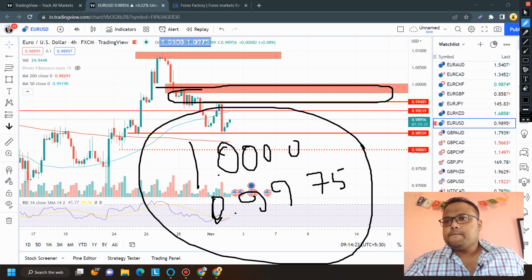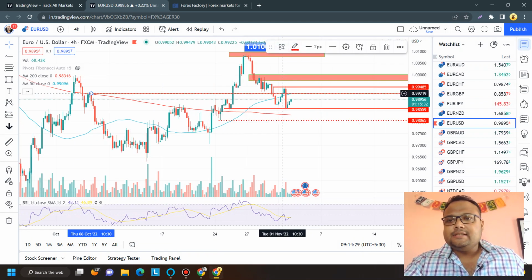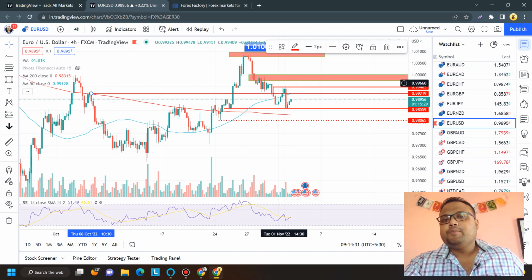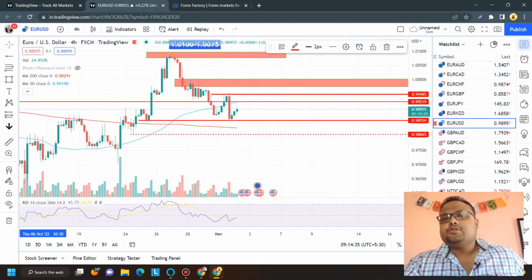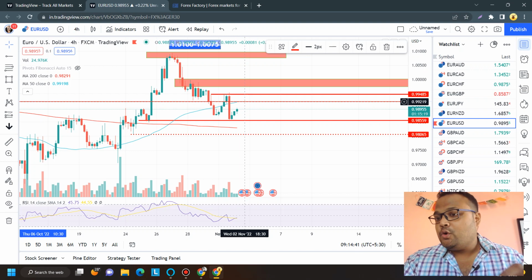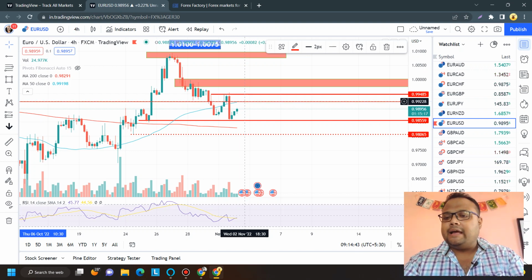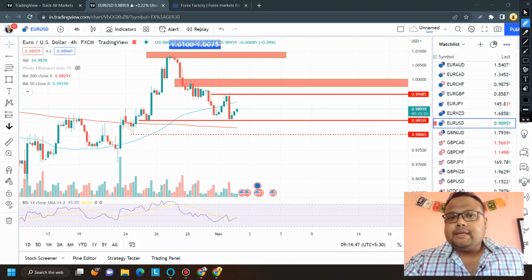So let me repeat again if you're confused. The first resistance is 0.992025. This level is not very strong. So if the market remains low volatile, you can expect the market to reverse, but the reliability is low. If you are a new trader, a beginner, you can avoid this level as well.